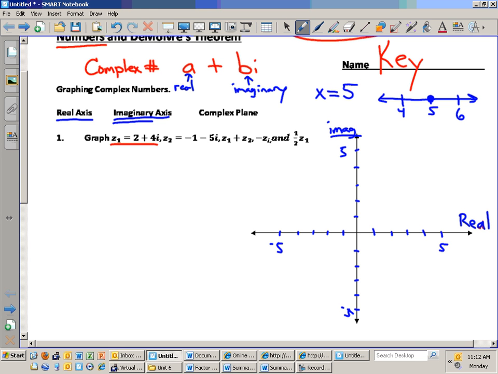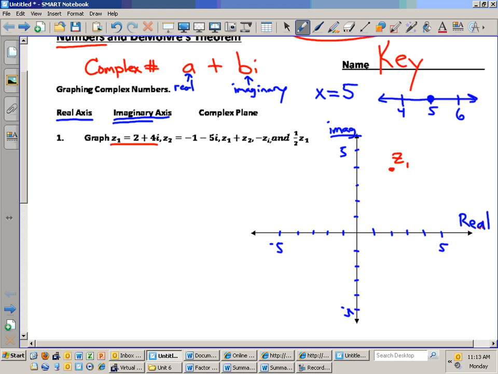Okay, in order to graph z sub 1, z sub 1 is equal to 2 plus 4i. I want to graph 2 plus 4i. Very simple. Watch how I do it. I move over on the real axis 2 units, and on the imaginary axis, I move up 4 units. I plotted z sub 1. z sub 1 is over 2 units on the real axis and up 4 units on the imaginary axis.